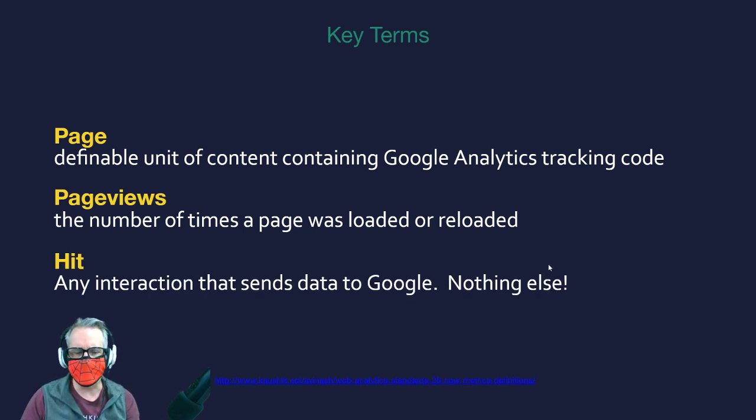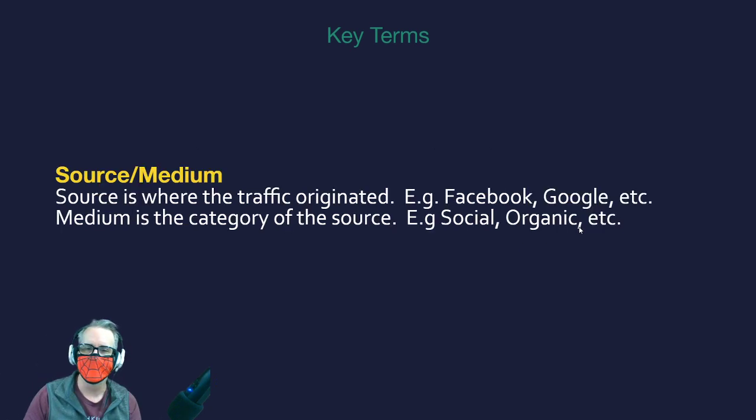A hit is any interaction that sends data to Google. So if someone clicks on a link or something like that, and that data gets sent to Google, that counts as a hit. If the data doesn't get sent to Google for whatever it is they did, then it doesn't matter, as far as web analytics is concerned. All right. The source/medium. So a source is where the traffic originated. Did it come from Facebook, Google, some other place? Right? The medium is the category of the source. Is it social? Is it organic? Is it branded? Right? That sort of thing.